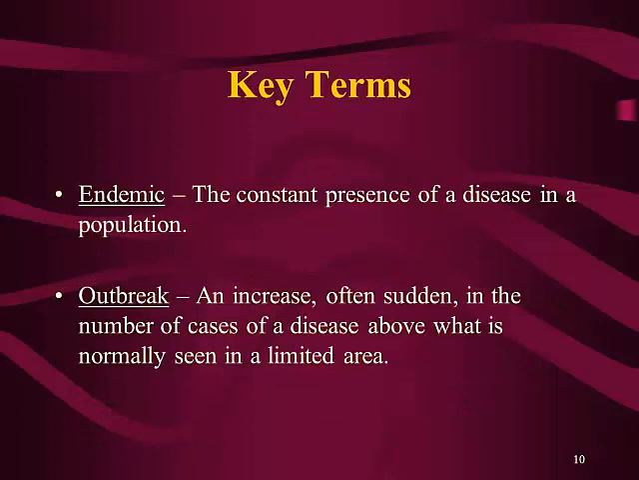There are a couple more terms that you're going to see during this course. What is endemic? Endemic is something that is constantly present in the population. It's normal in this population. For instance, some examples of endemic illnesses are salmonella, lead poisoning, and hepatitis. We see these all the time in this country.